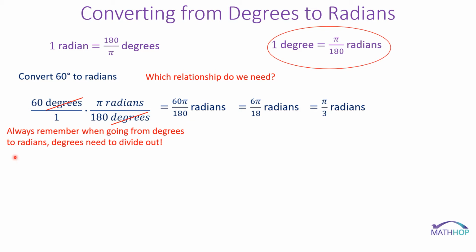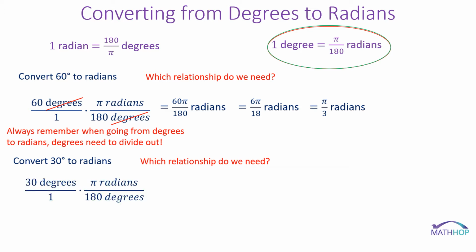All right, let's do one more, to make sure we've got it. Convert 30 degrees to radians. Which relationship do we need? Again, we're going degrees to radians, so we need 1 degree equals pi over 180. Remember, if you have degrees, there's no pi in your answer, so you want to multiply by the relationship that has pi on top, because you need pi in your answer.